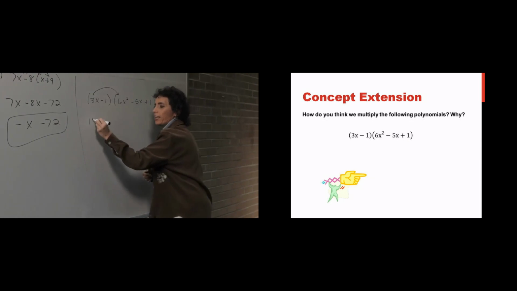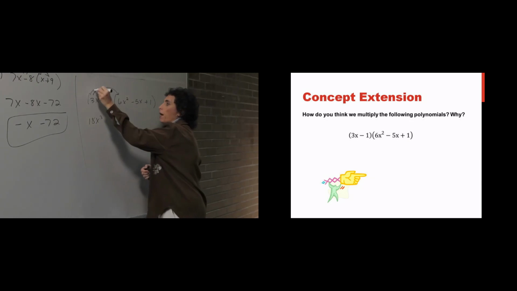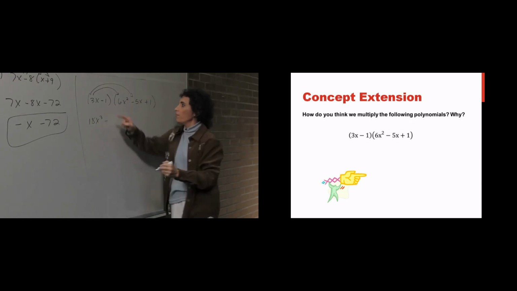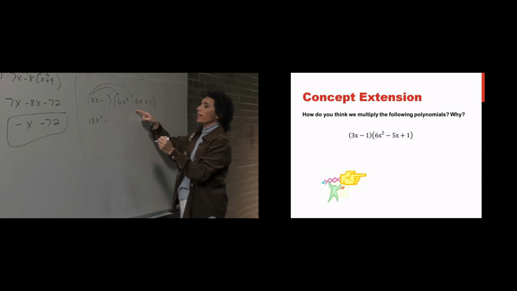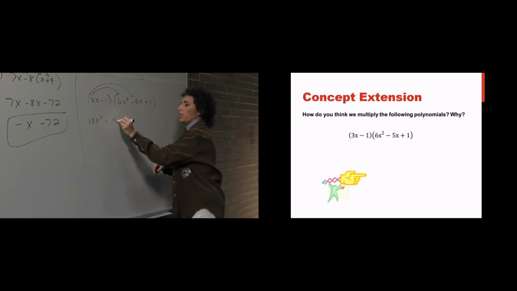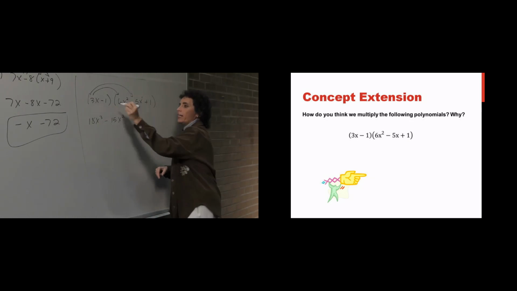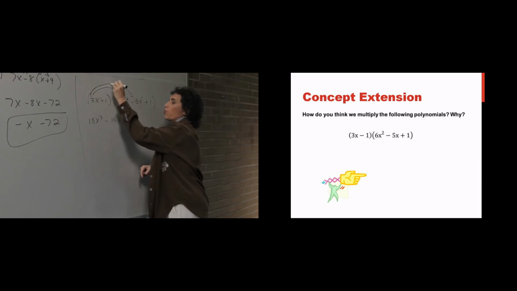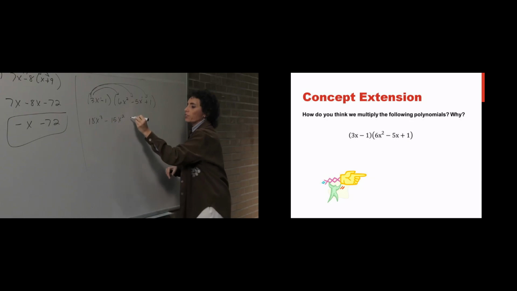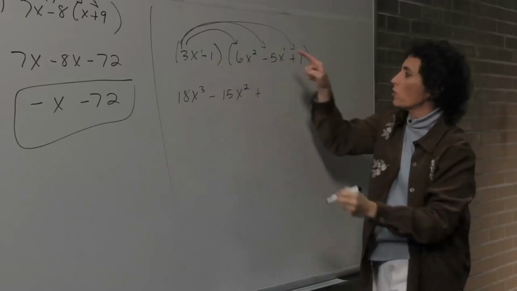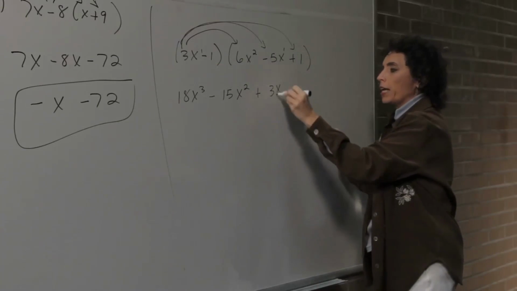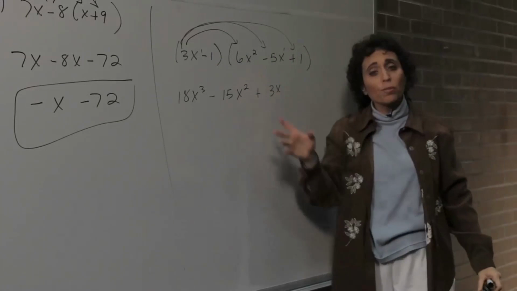We have 18x cubed. A positive times a negative is a negative. 3x times negative 5x is negative 15x squared because we're adding the exponents. 3x, a positive times a positive is a positive. 3x times 1 is a positive 3x. Now we're going to distribute the negative 1.